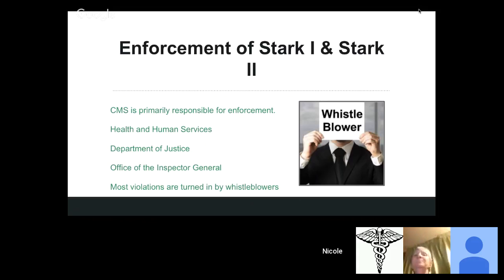Okay, enforcement of Stark 1 and Stark 2. The CMS, or the Medicaid office, is primarily responsible for enforcement. Health and Human Services joins the Department of Justice, or the DOJ, and the Office of the Inspector General, or the OIG. At this point, most violations are turned in by whistleblowers. 5 cases turned in by whistleblowers resulted in over $137 million in fines.